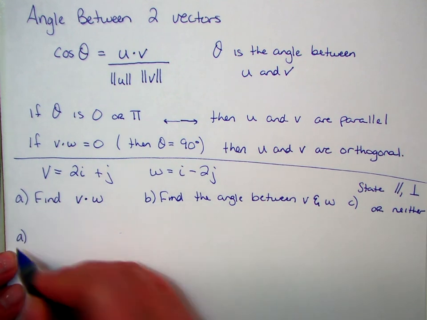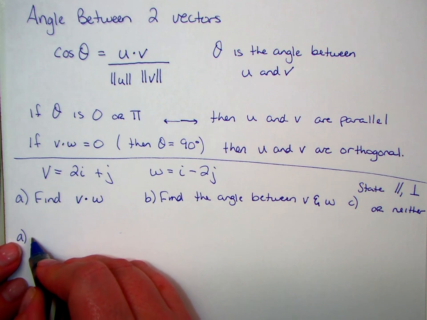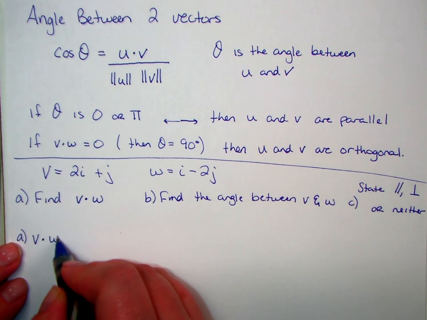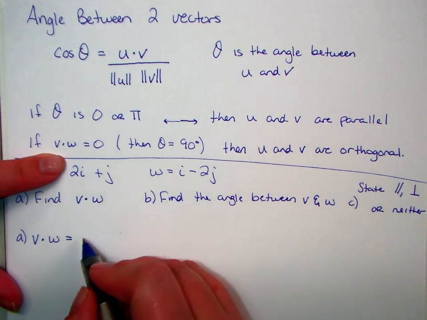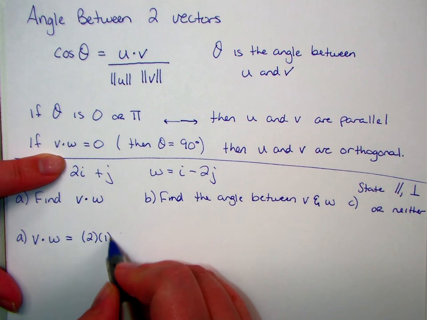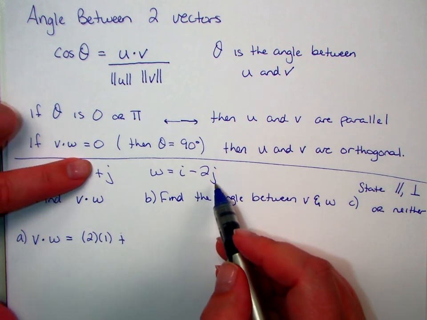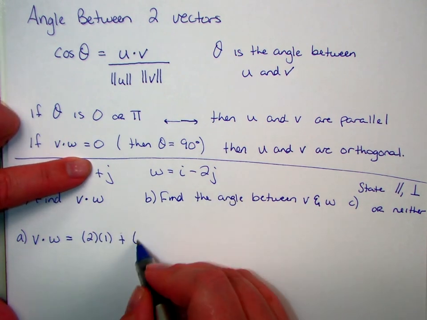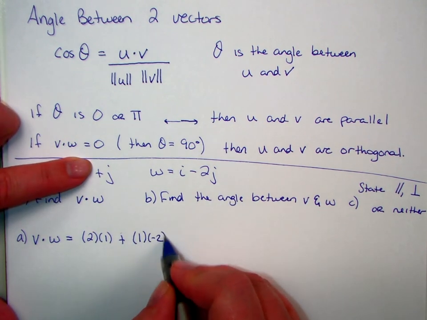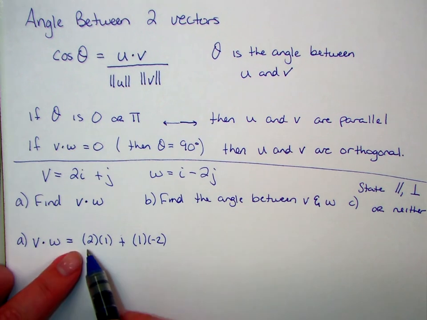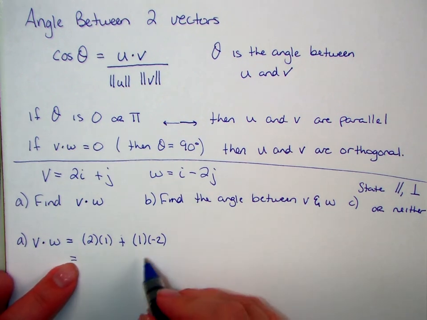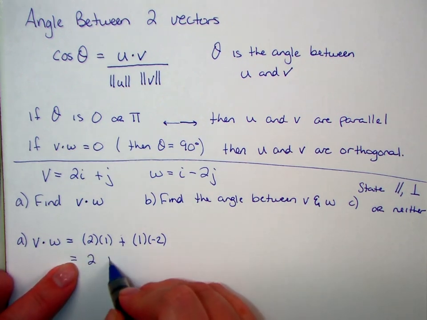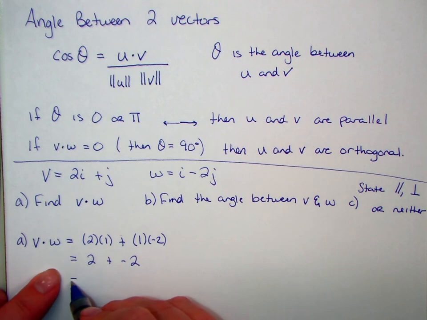So A, let's go ahead and find the dot product, V dot W. So we're going to take the I components and multiply them together. So 2 times 1. And add to that the J components multiplied together. 1 times negative 2. Right? So 2 times 1 is 2. 1 times negative 2 is negative 2. So if I add 2 and negative 2, I get a dot product of 0.